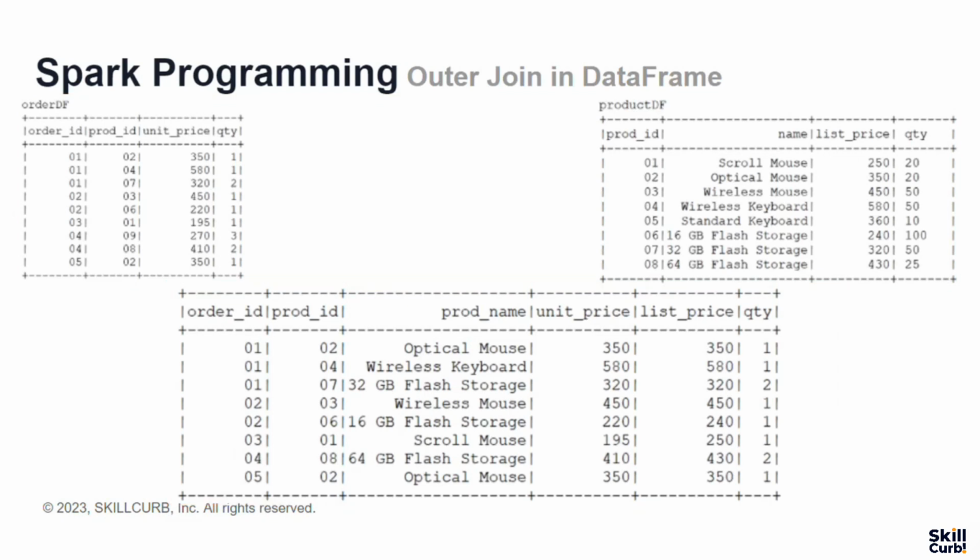I'm not sure if you noticed the missing record in the result. Order ID 4 has two products but we got only one in the final outcome. The record is missing. Why? Because we performed an inner join and the product ID 9 is not present inside the product data frame. Similarly, the standard keyboard does not show up in the output because none of the orders had a reference to the standard keyboard.